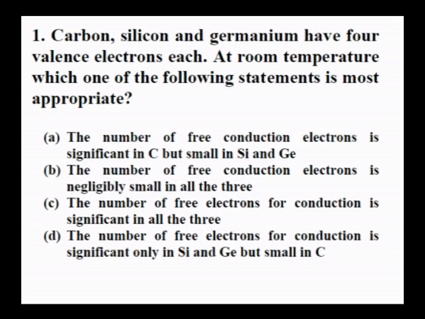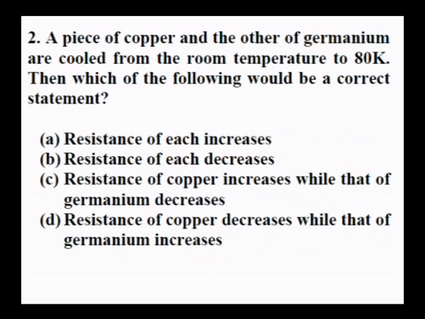So, at a given temperature, you will find more free electrons in only silicon and germanium, because the electrons can jump from valence band to conduction band easily, but not so in carbon. Hence, the answer to the question will be D. The number of free electrons is more significant only in germanium and silicon, but it will be small in carbon.